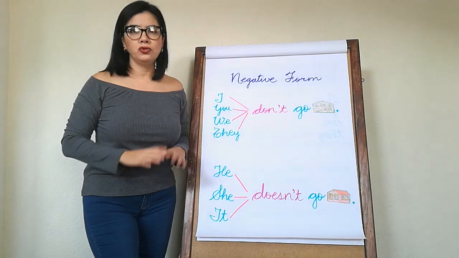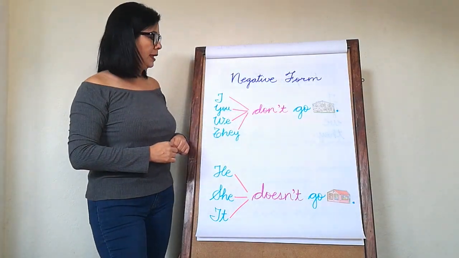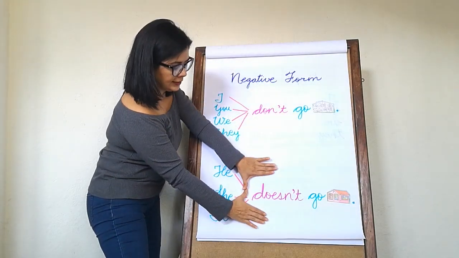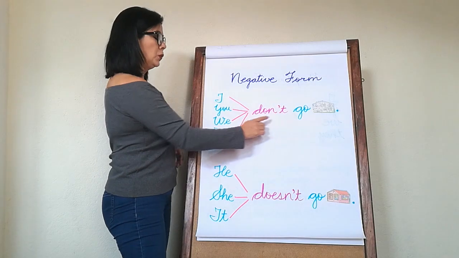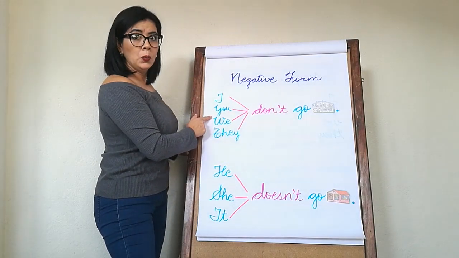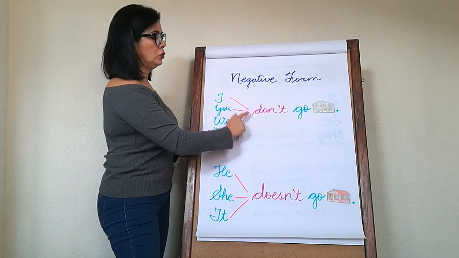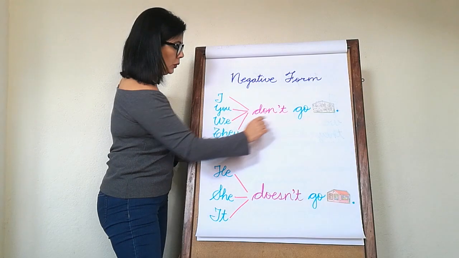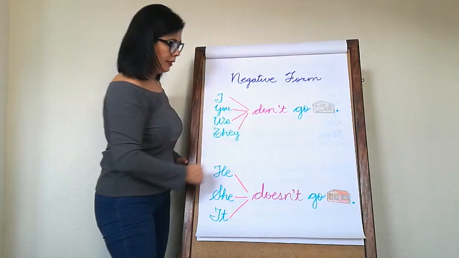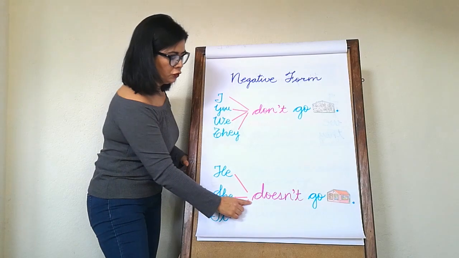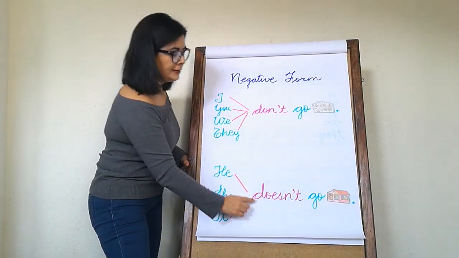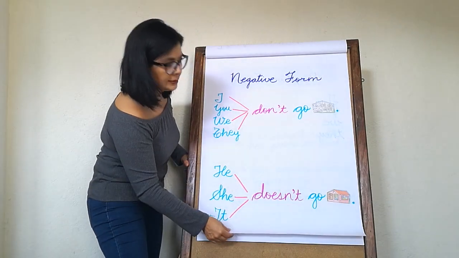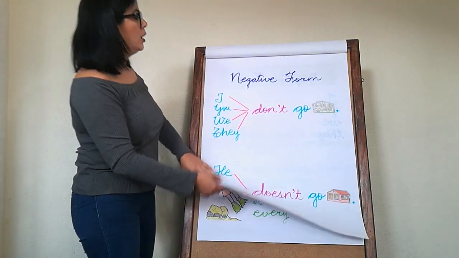Negative form, how to say no in the simple present, okay? We use 2 special words, don't and doesn't. We use don't when we are using I, you, we, or they. I don't go home, you don't go home, we don't go home, they don't go home. And for he, she, it, we use doesn't. He doesn't go home, she doesn't go home, it doesn't go home. Good. Now more examples.